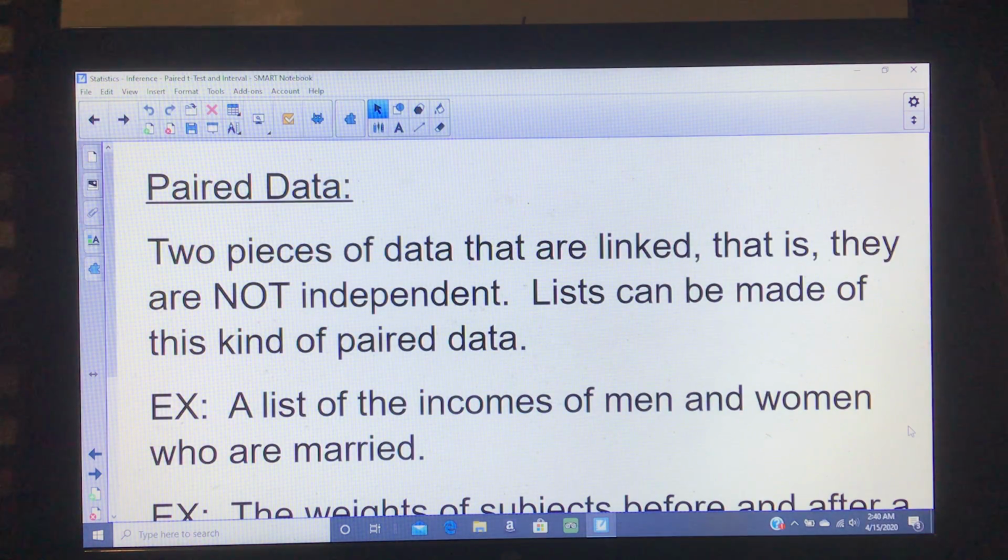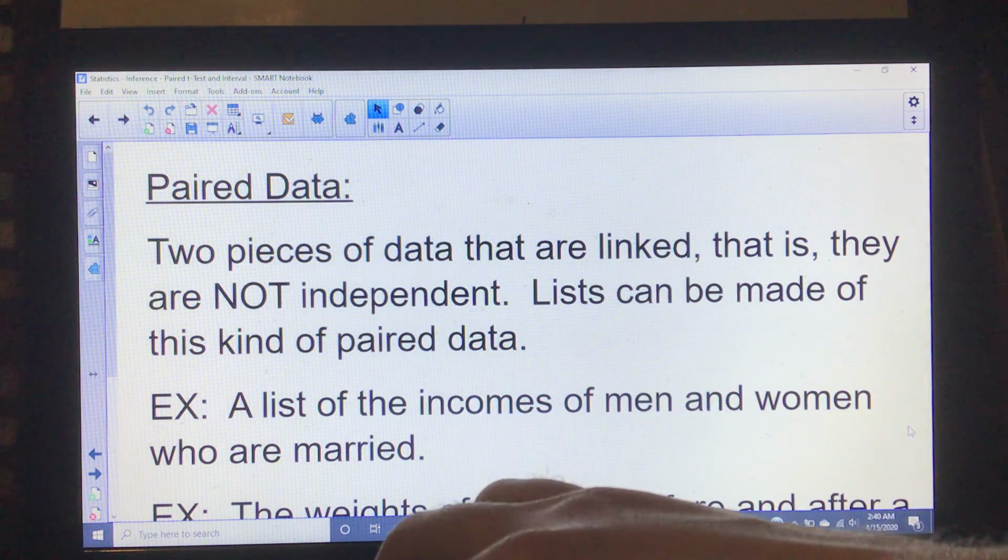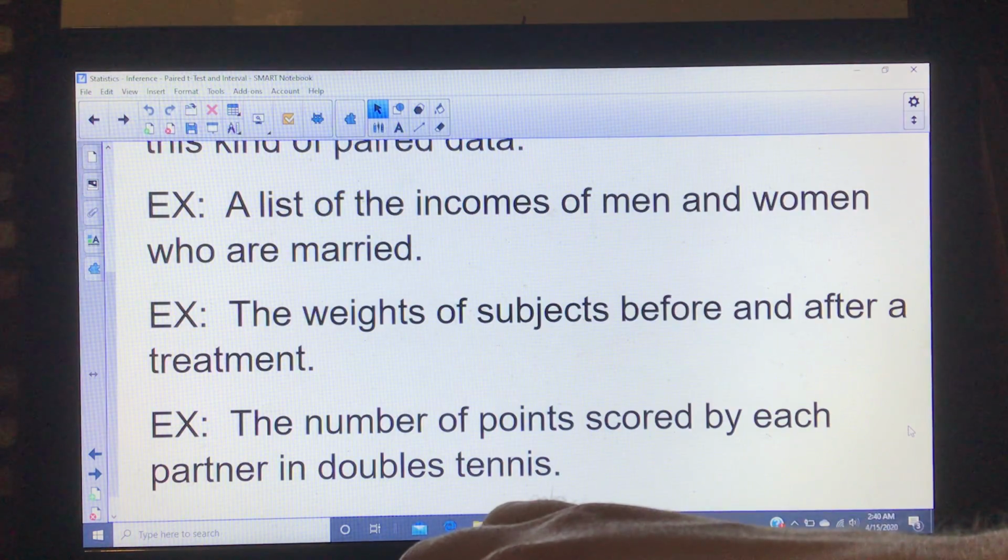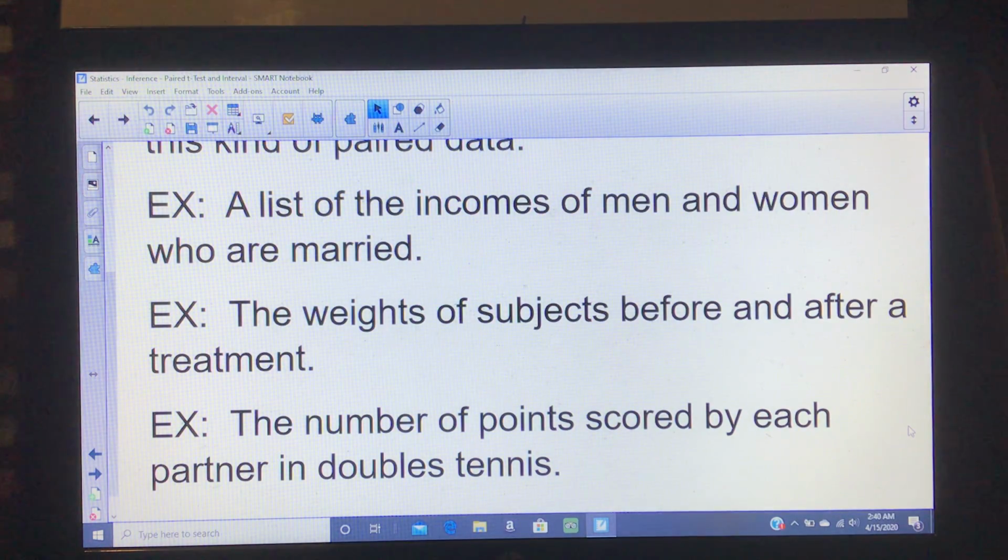So when we have sets of data that are not independent, they're referred to as paired data. So namely, paired data is two pieces of data that are linked. That is, they are not independent. Lists can be made of this kind of paired data. So if we wanted to see some examples of what might be paired, we're looking for two lists of information, but the lists or the members of the lists are not independent. So example one says, say we were to list the incomes of men and women who are married, so husband and wife, heterosexual couple pairs.